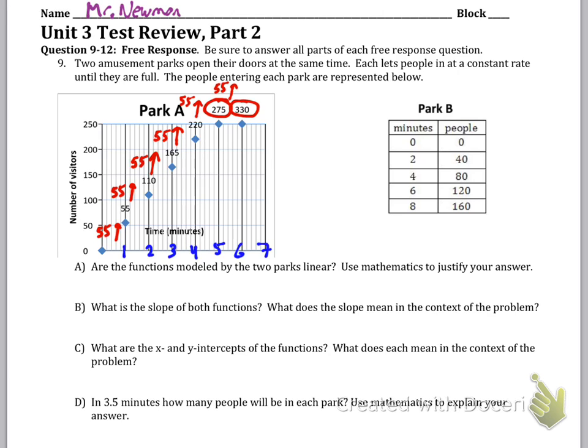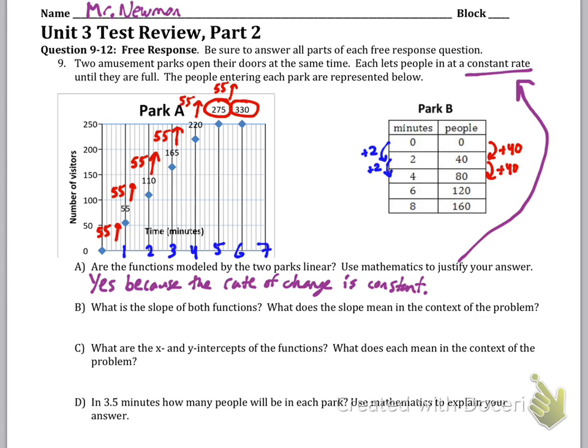You might need to fill in those numbers there because they might not be there, and that is going to be helpful for later parts of this problem. Notice on part B, this is also linear because the rate of change is 40 over 2, and that is true for all of them. So yes, because the rate of change is constant. It also tells us in the problem that it lets people in at a constant rate, so we know that the rate of change is constant there.